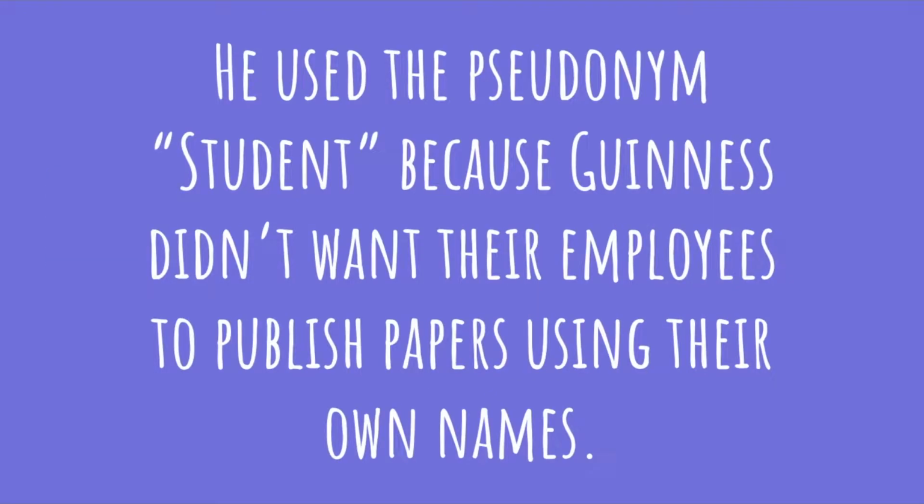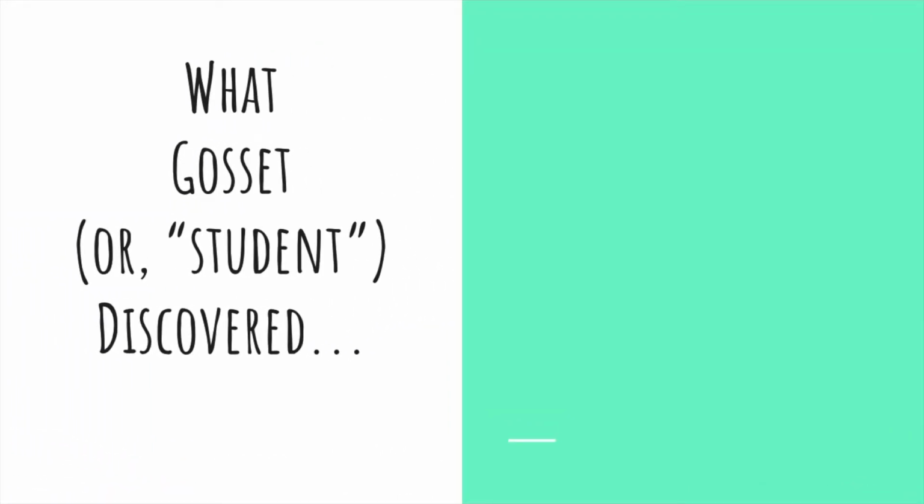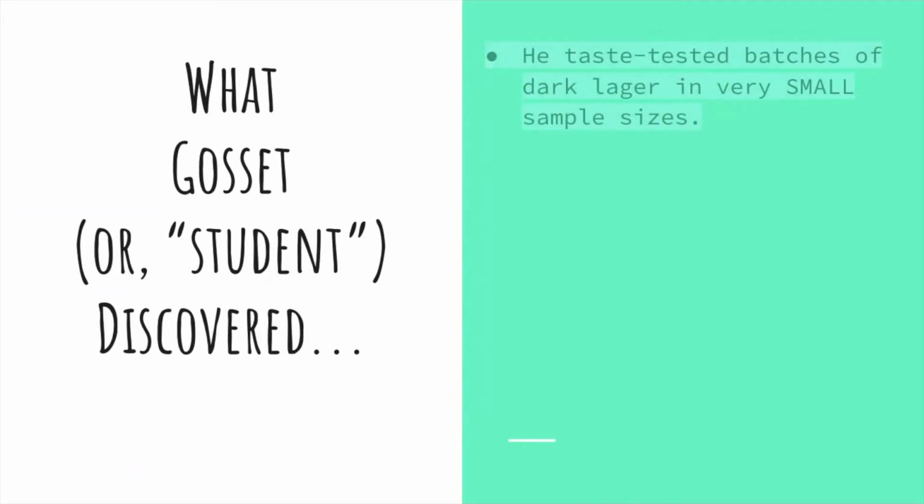He used the pseudonym Student in all of the papers that he published while he worked there because Guinness didn't want their employees to publish papers using their own name. So even though he was talking about statistics in his published papers and not beer, he still had to use the pseudonym Student. Everything that came from his research was known as the Student for a really long time until it came out who he was. But what he discovered, or what Student discovered.